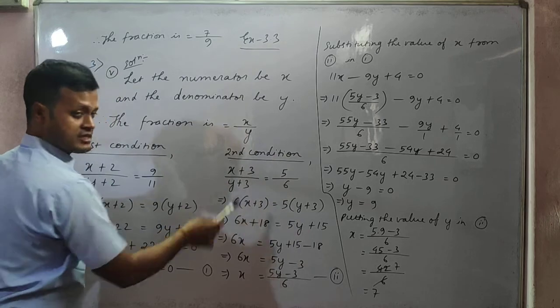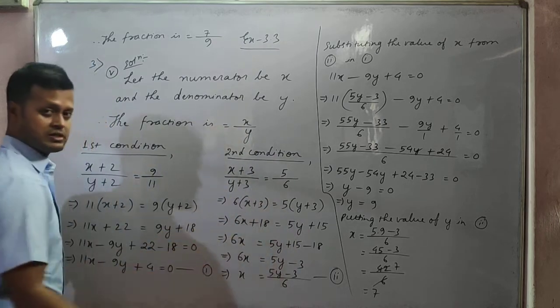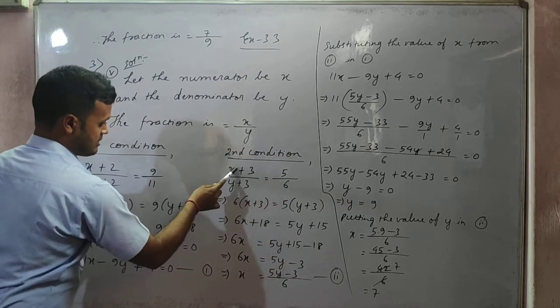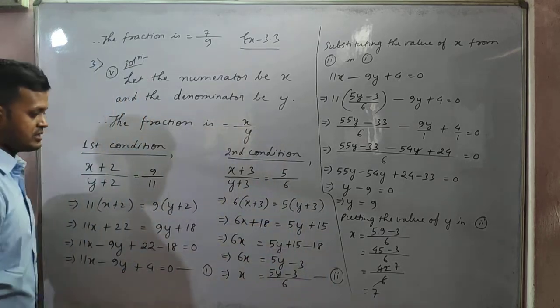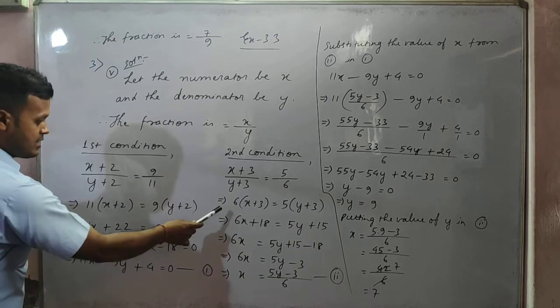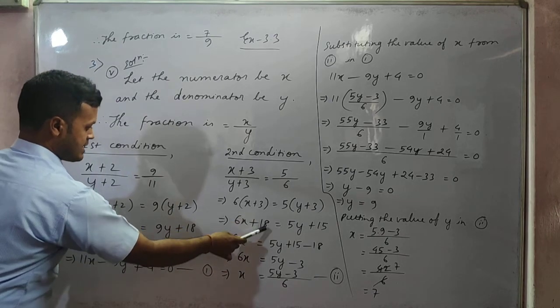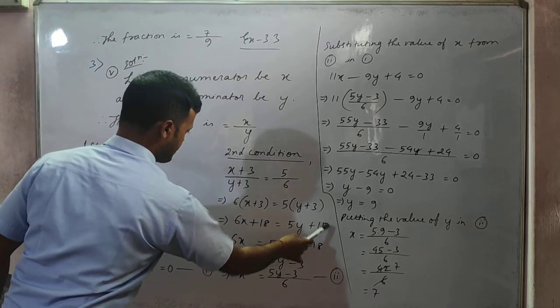This 6 you cross multiply to this side, so it will become 6 into x plus 3. This y plus 3 you cross multiply to this side, so 5 into y plus 3. So 6 into x will be 6x, 6 3s are 18. 5 into y will be 5y, 5 3s are 15.